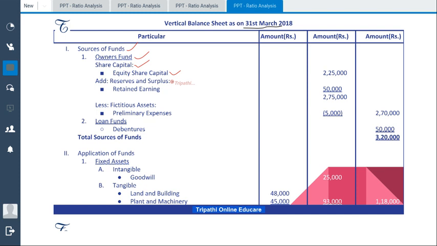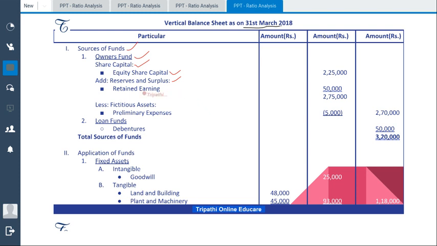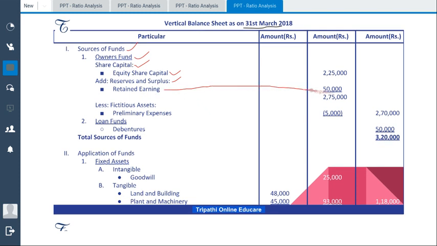Add reserves and surplus. Under that we have retained earning of 50,000, which we got from income statement. You can see income statement, that is revenue statement. We got retained earning of 50,000. So same 50,000 has been transferred here in the balance sheet under the head reserves and surplus. So once you add reserves and surplus to equity share capital, you will get 2,75,000.